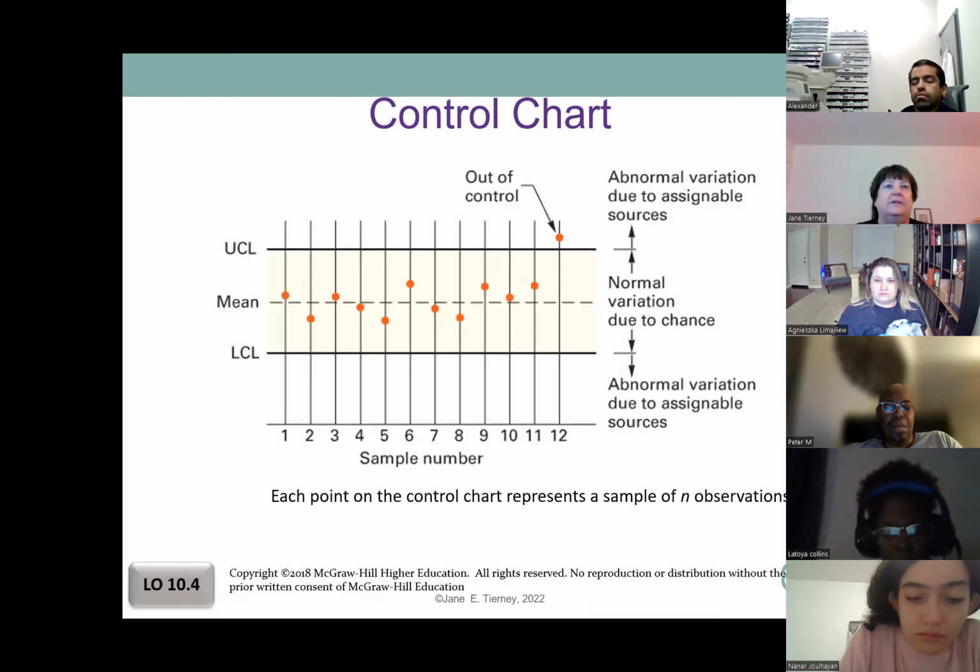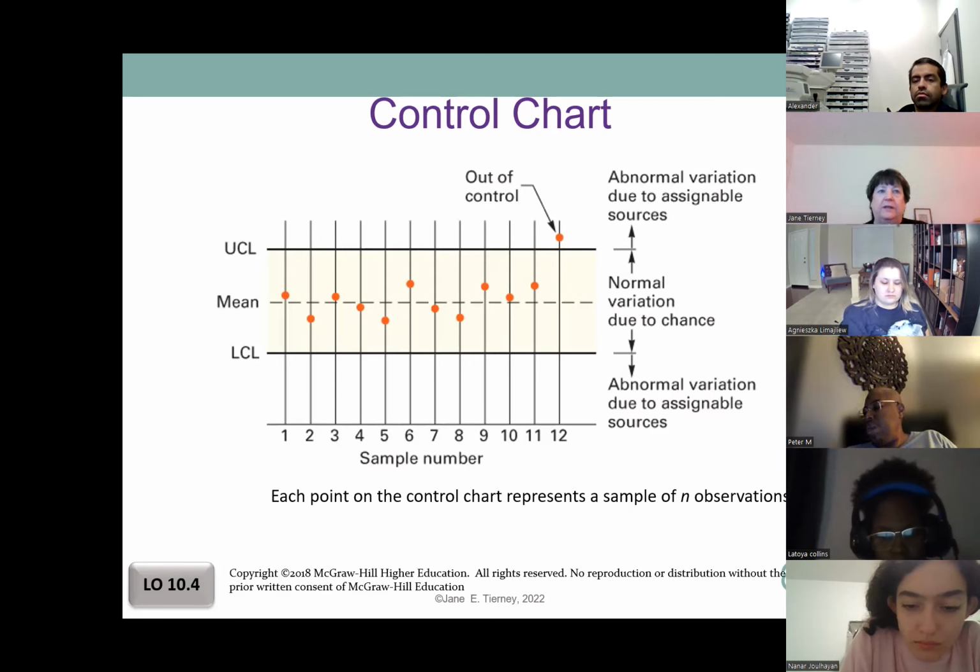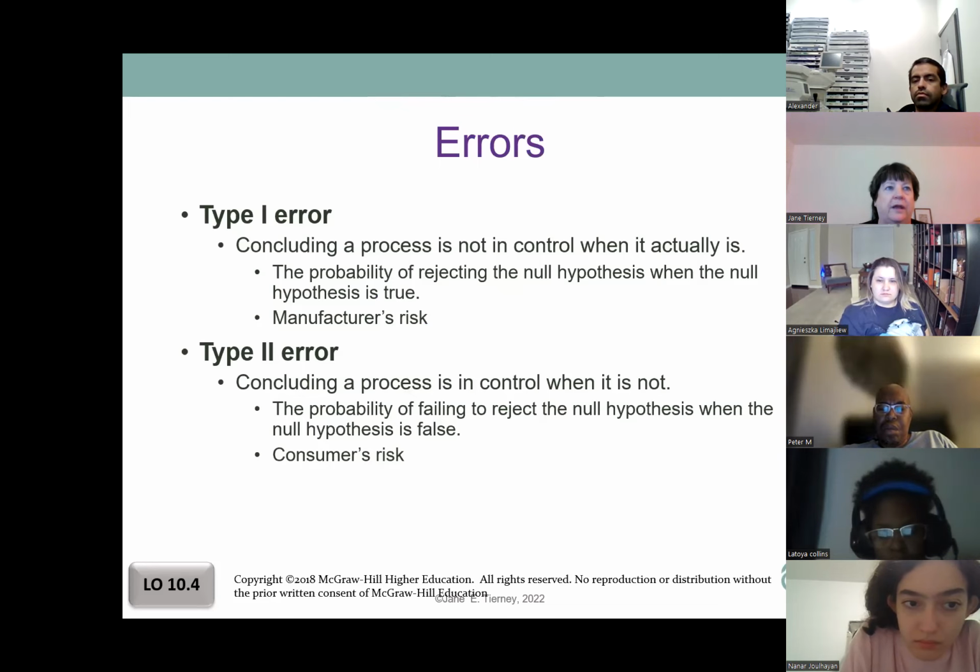So what happens is if we get this value and we say, okay, now we determine that we have a process that's not in control. So that means we need to go take some corrective action. We need to make some changes. But if this truly, in hindsight, is just one of those things that happened for a reason that we can determine, and our process really is in control, that's called a type 1 error. And this is a manufacturer risk error.